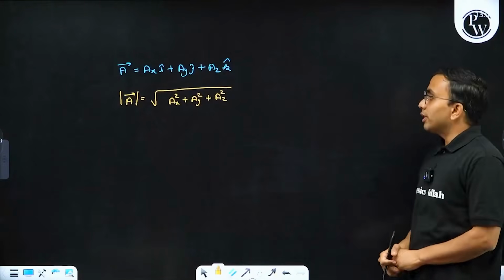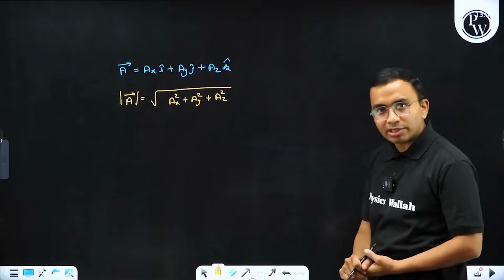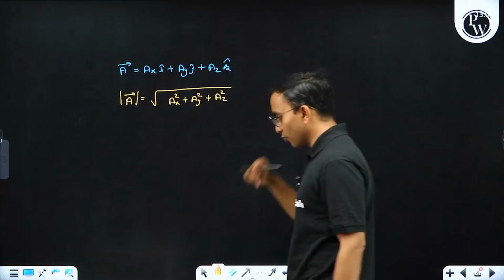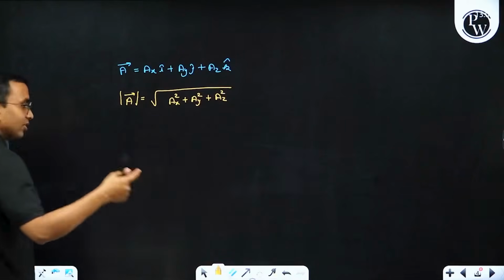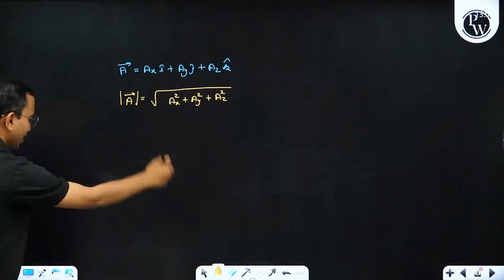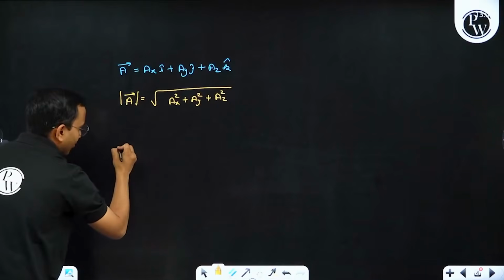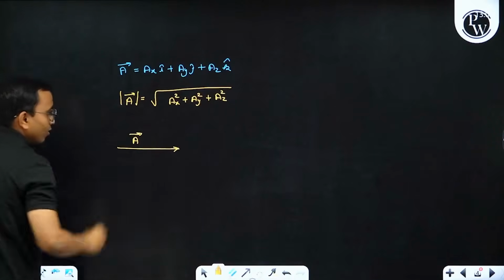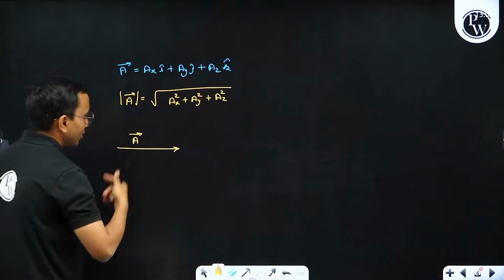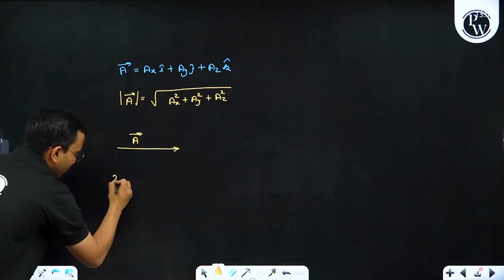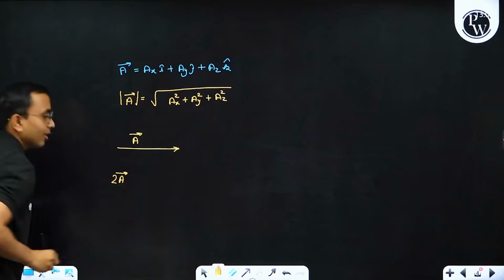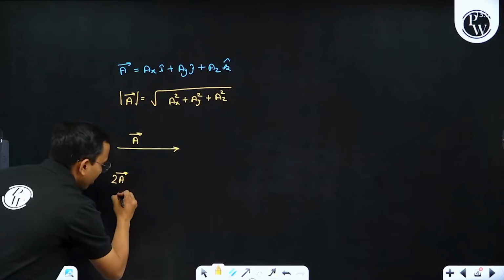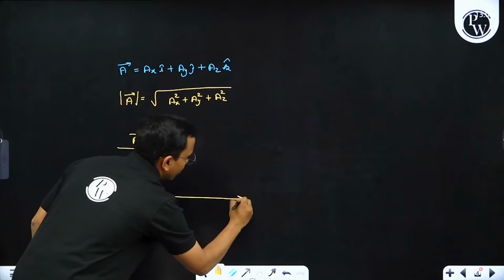Now let us talk about addition and subtraction of two vectors. Before that, one more thing. As I discussed initially, let us take this as my vector A. Let us take 2A. If I ask you 2A, you will say the direction is the same, the magnitude becomes twice. So this becomes my 2A.